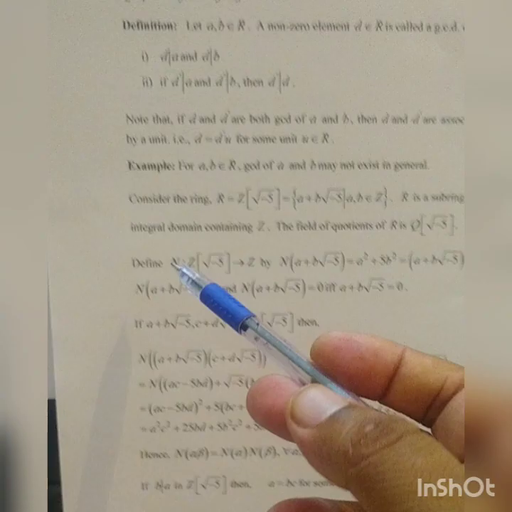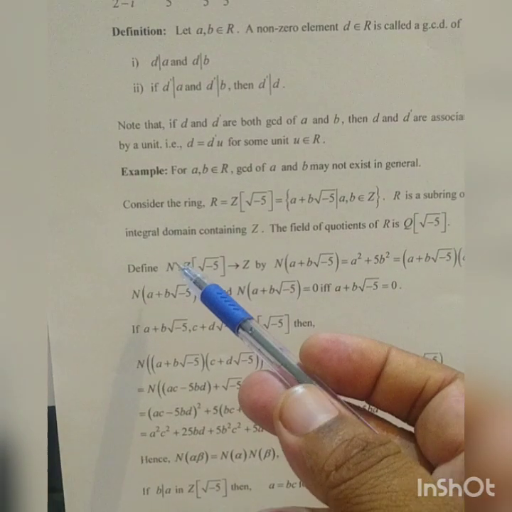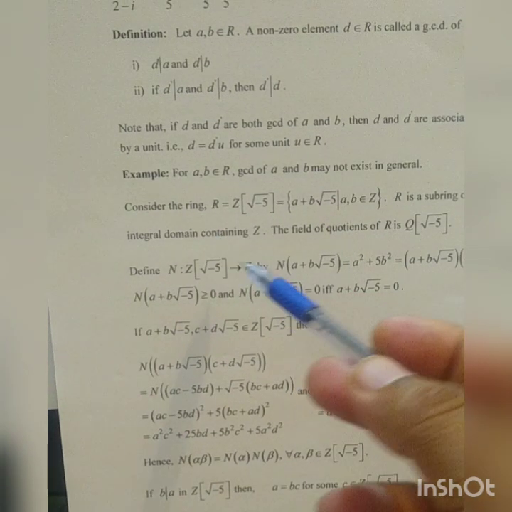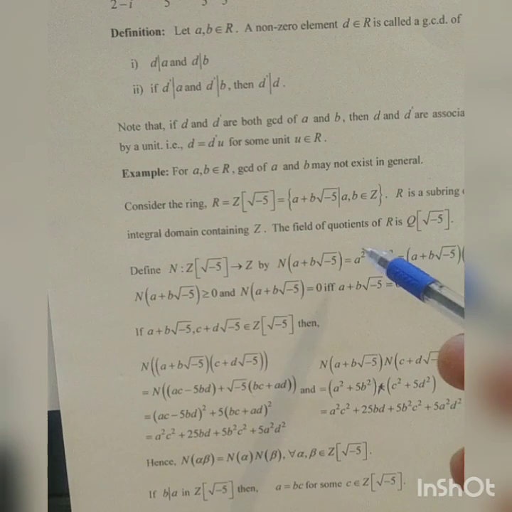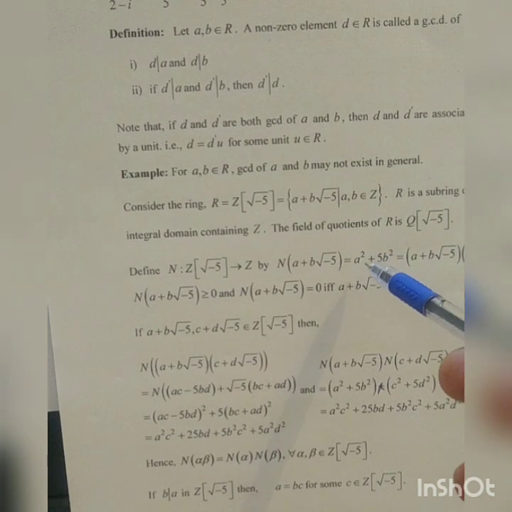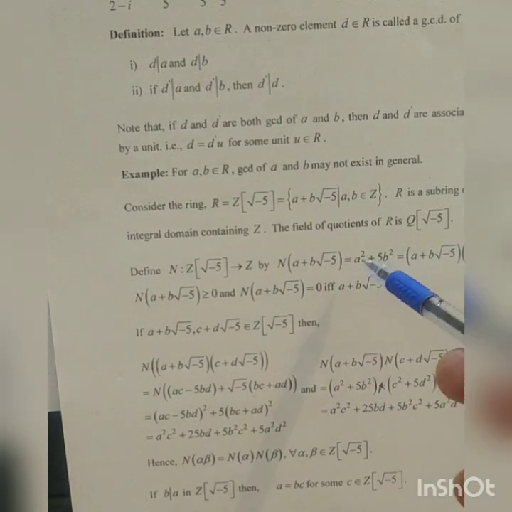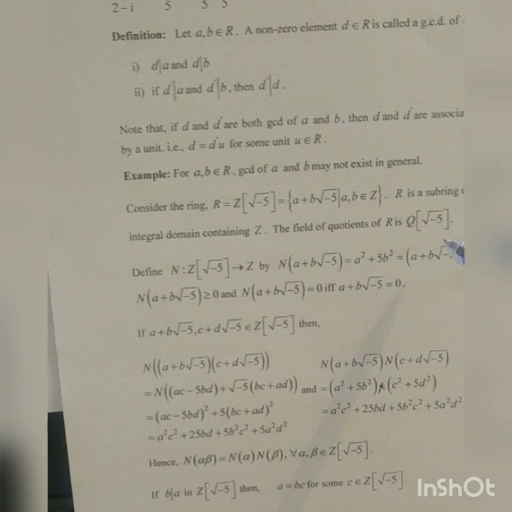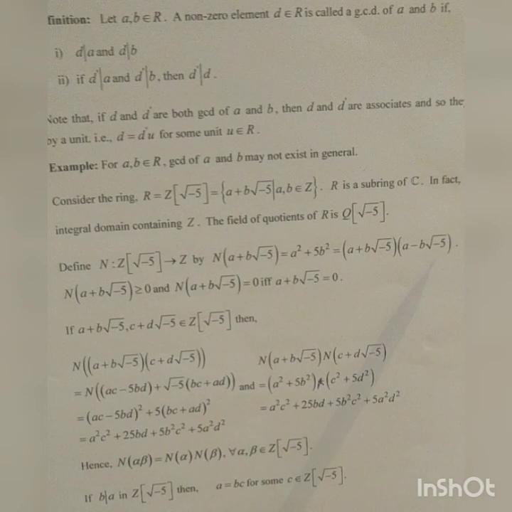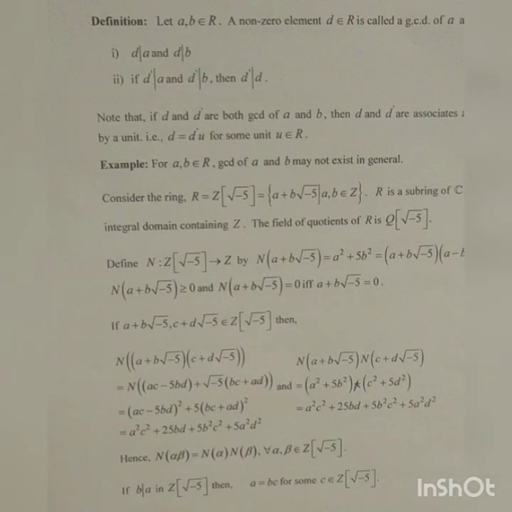Now let us define a mapping n from Z of root minus phi to Z by n of A plus B root minus phi is equal to A square plus 5B square. That means the image of this element is an integer. But we can write this one as A plus B root minus phi into A minus B root minus phi.